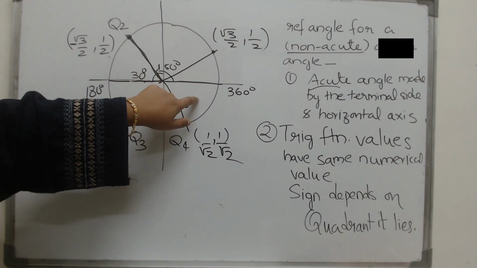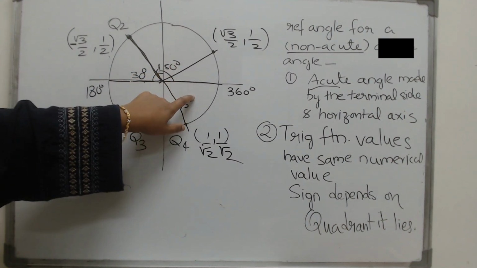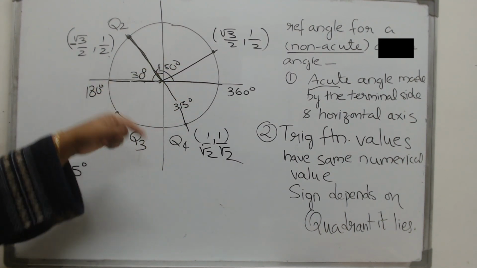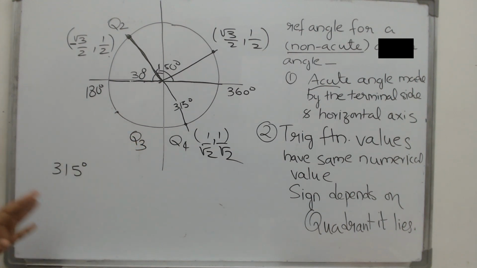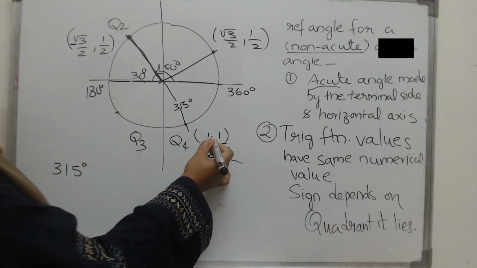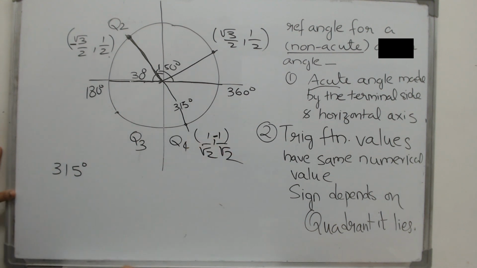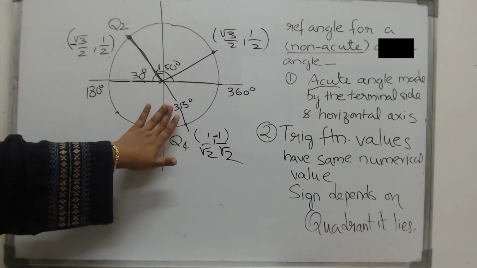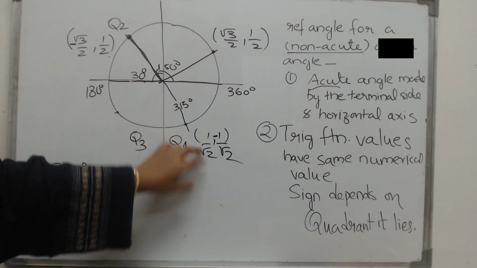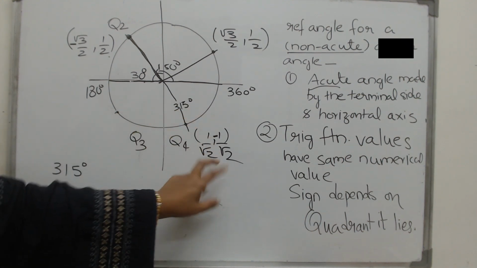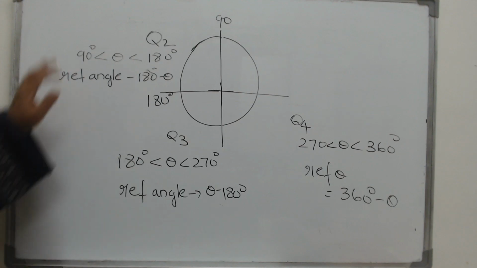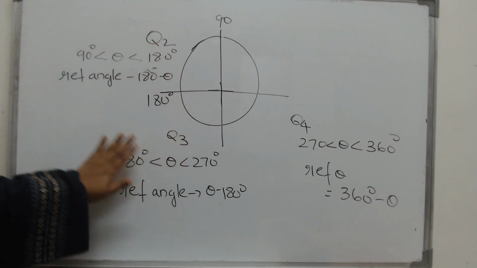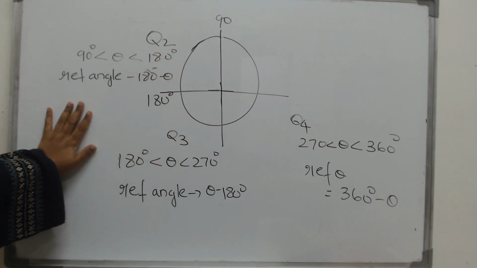This is the fourth quadrant, which means only the cos and its reciprocal sec are positive. All the others are what? Negative. So cos 315 is 1 by root 2. Its sine value is minus 1 by root 2. Now this is how the chart for the reference angles looks.